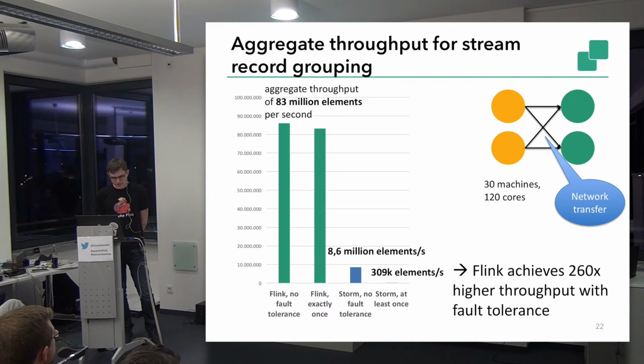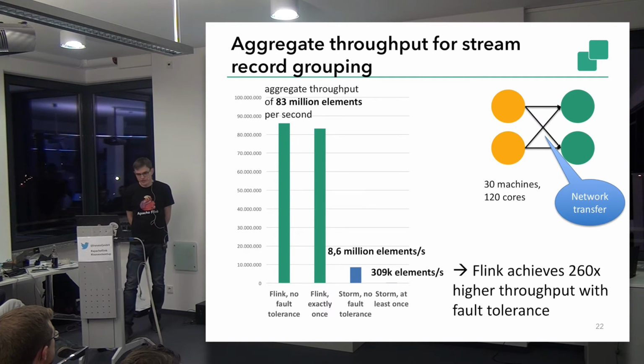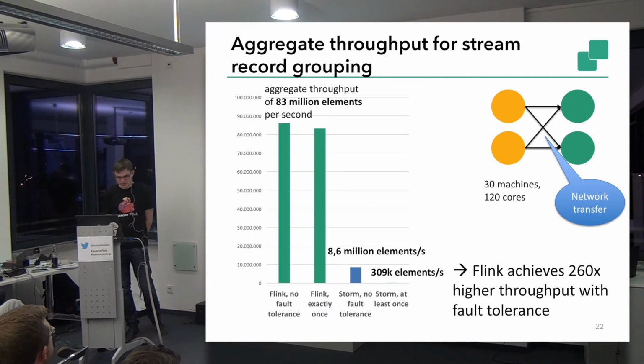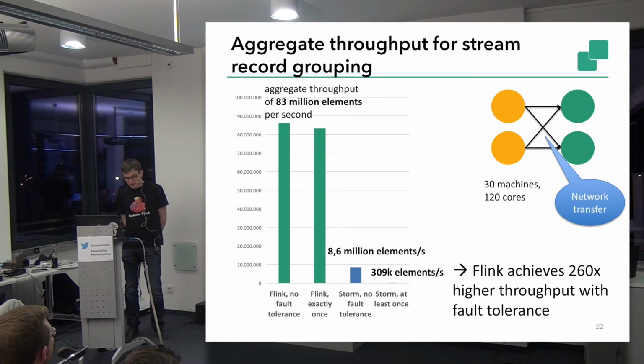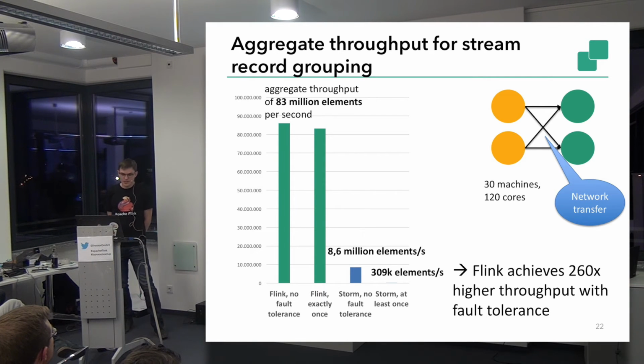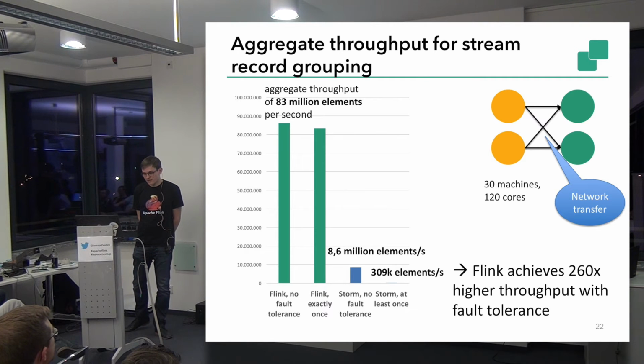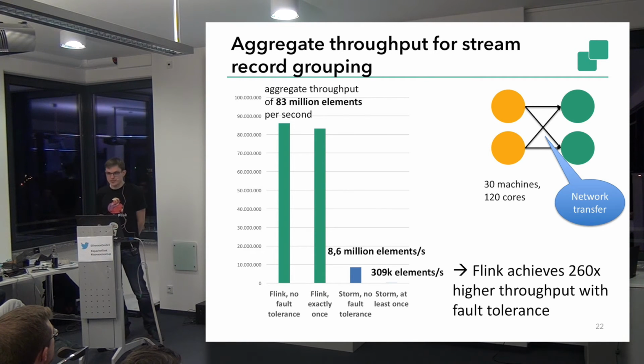And here Flink was able to achieve an aggregate throughput of 83 million elements per second over the entire 30 machines cluster. Storm without any fault tolerance, 8.6 million. And Storm with at least once activated, only 309,000 elements per second.